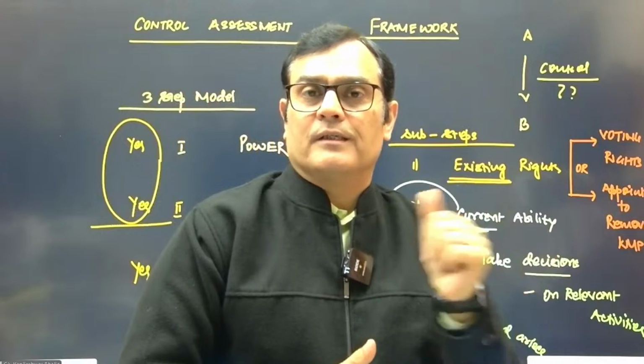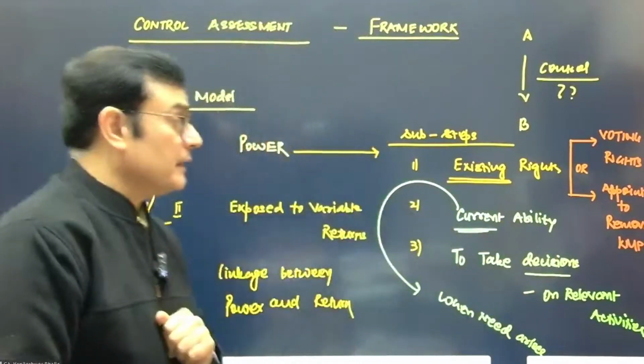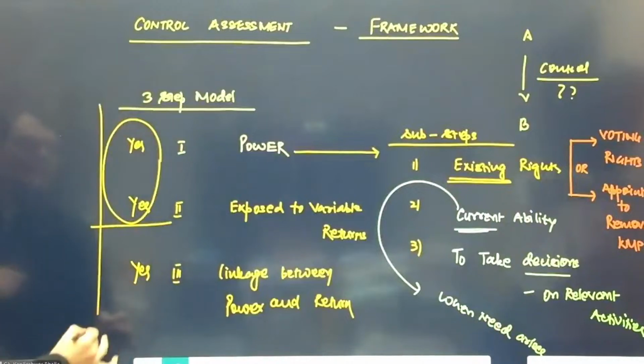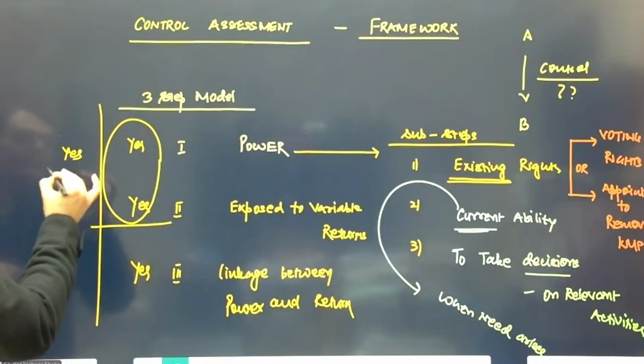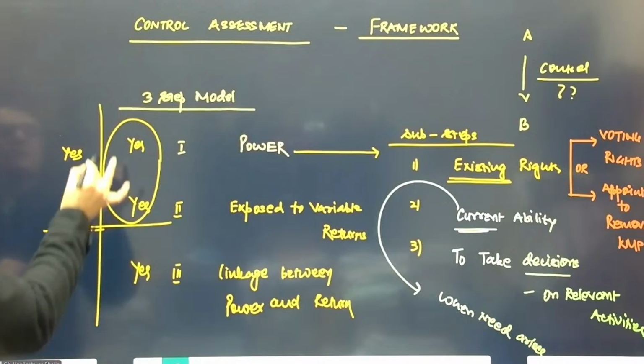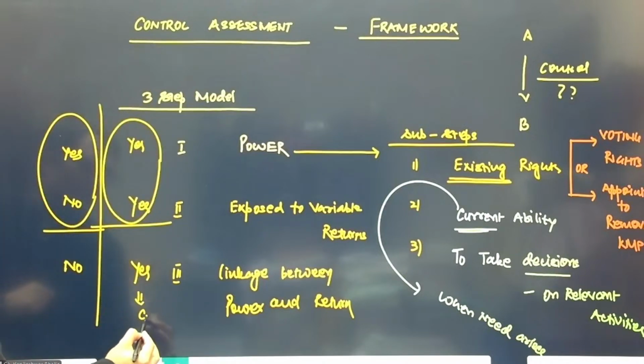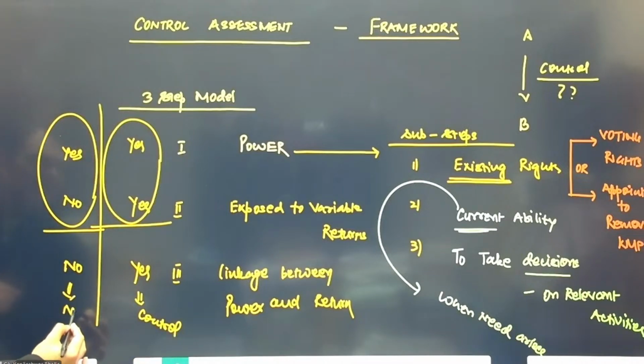I have got the power, I am exposed to variable returns. The linkage between power and return is there. And in case you say that, yes, I've got a power, but no, I'm not exposed to variable returns, then there is no linkage in this particular case. So if you say a yes in this case, the control will arise. And in this particular case, there will be no control which will arise.